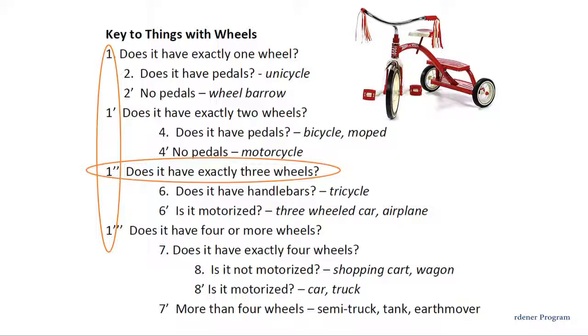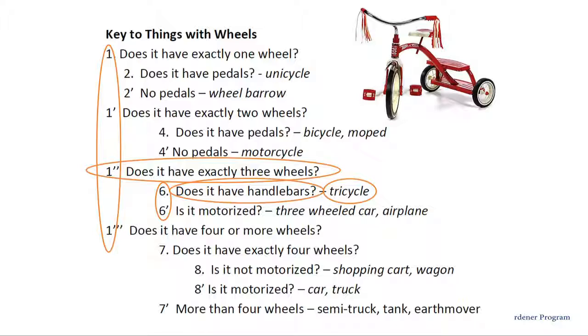So that is 6 and 6 prime. That's really important. Anybody have a question about where we go after we answer a particular question? Directly under the one you just answered yes to. So 6 and 6 prime. 6 is, does it have handlebars? Yes. So therefore it is a tricycle. Our other question was, is it motorized? And that would give us a 3-wheeled car or an airplane. So that's how a key works.